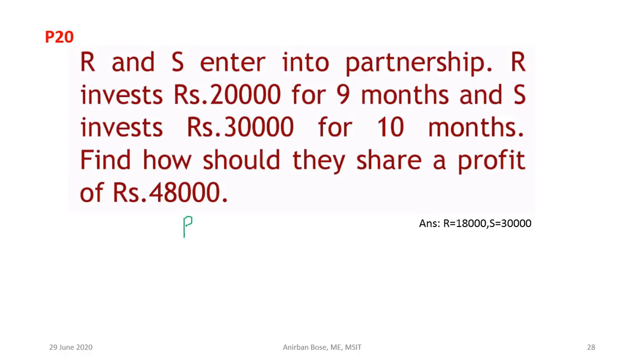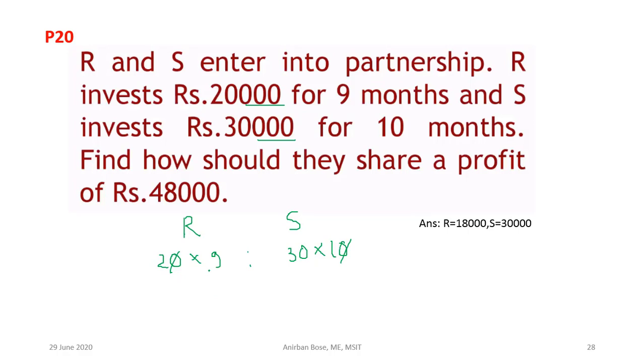Okay, so what we have to see is the total investment of R in terms of money and time. These two will be in product, and based on their ratio the final profit will be shared. So here it is 20,000. You need not write all these things. 20k, since in both cases this 1000 is common, so 20,000 into 9 months, and for S it is 30,000 for 10 months. Since we are only interested in finding the ratio, you can simply avoid these quantities.